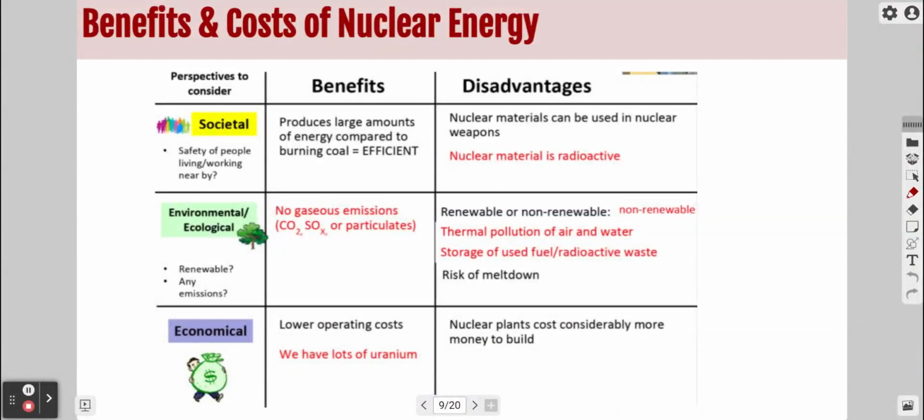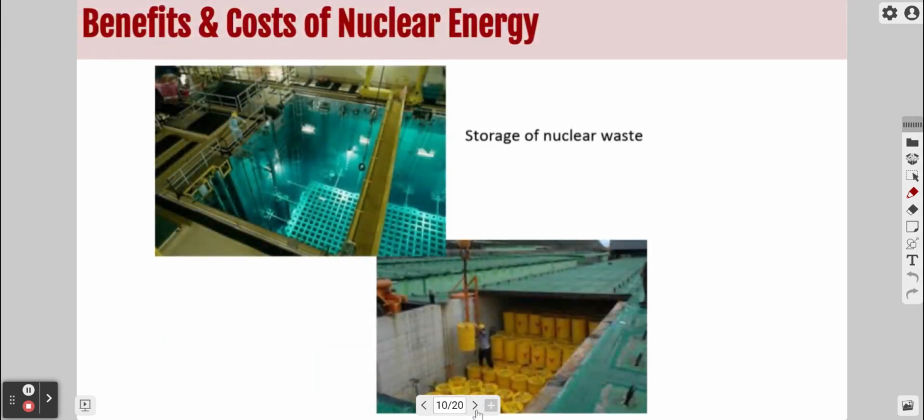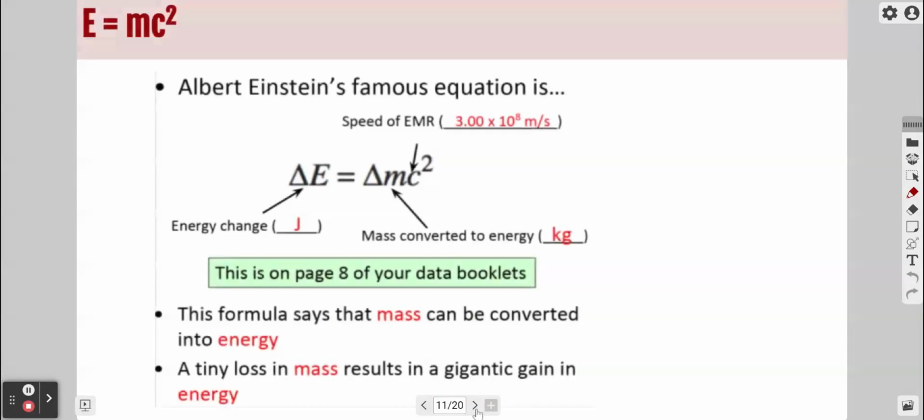All right, you're going to do a whole assignment on the benefits and costs of nuclear energy. So I'm not going to go over this because you have a whole assignment on it and you can read this. And there's lots of calculations that we need to get to. So I don't want to have a 45-minute lesson. Again, same thing, you can read through that storage.